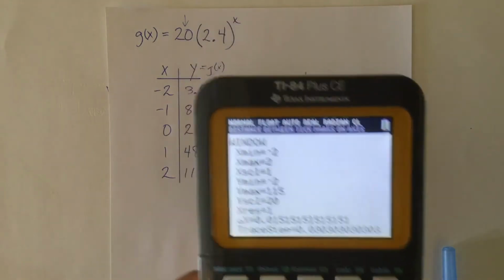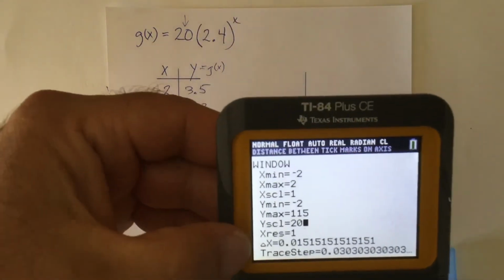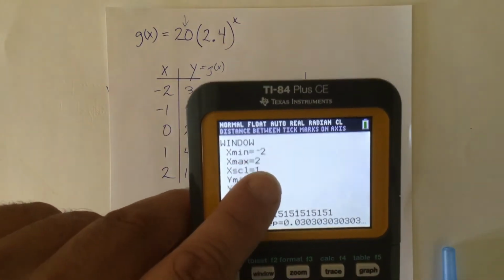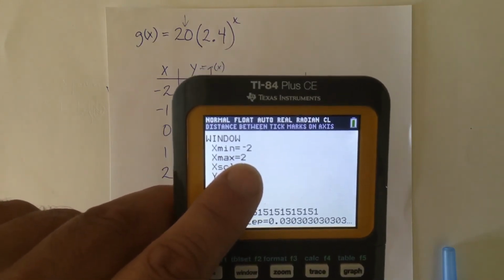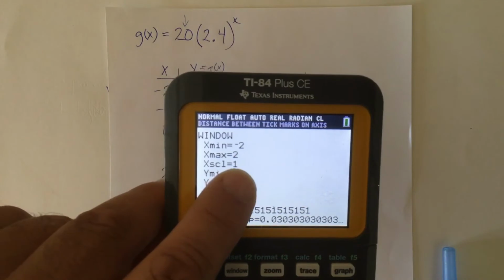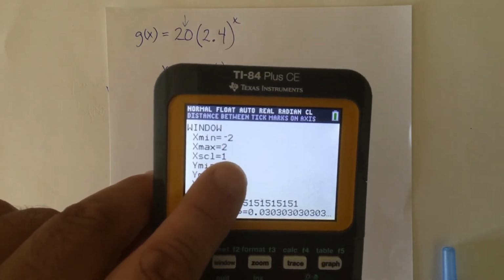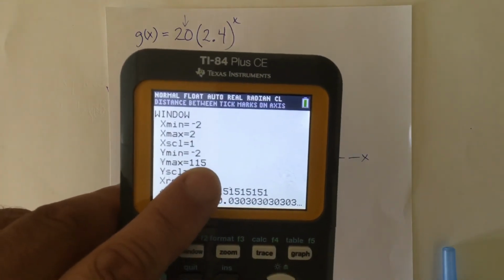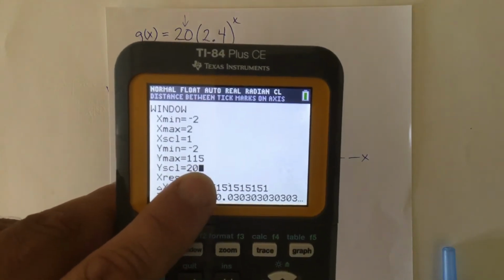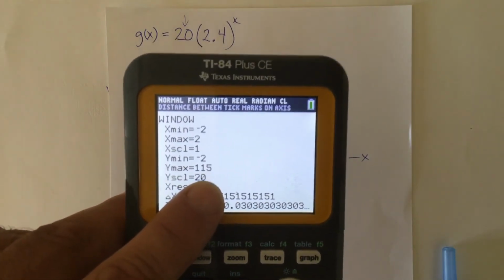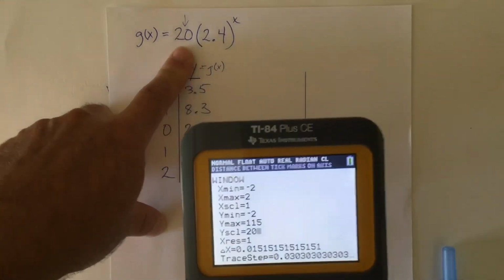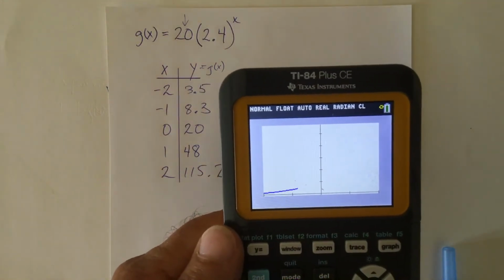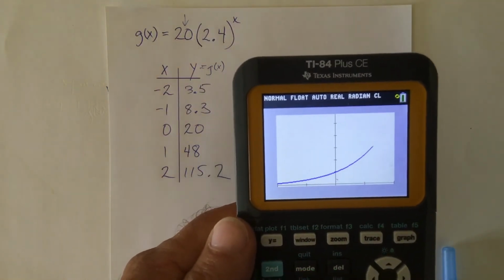So what did I do? I just went to my window and I changed some values. Well, I only need 2 dashes on the left, so -2 for x min. I only need 2 on the right, so 2 for x max. I left my scale alone. Every dash on the x is worth 1 unit. But when I did the y, I want to see a little bit of the y-axis, but I went up as high as my graph goes, and I made every dash now worth 20 to adjust the scale. Scalar. That's what it's called. Let's hit graph and see what this looks like. Boom. And it goes up, up, up.